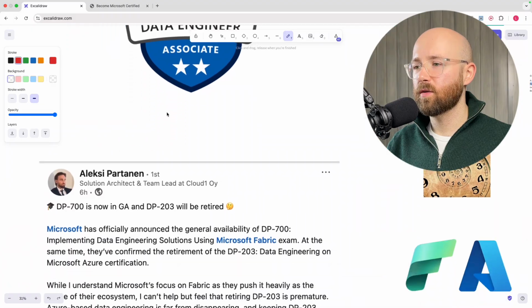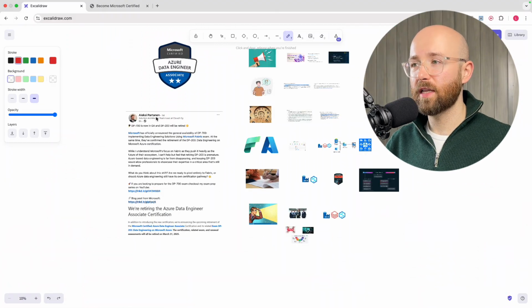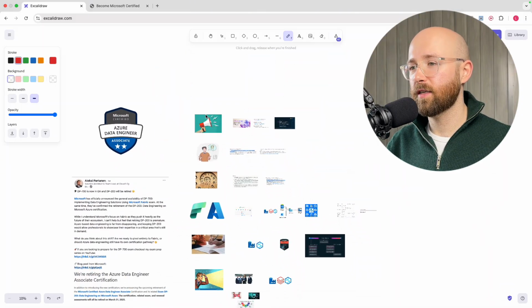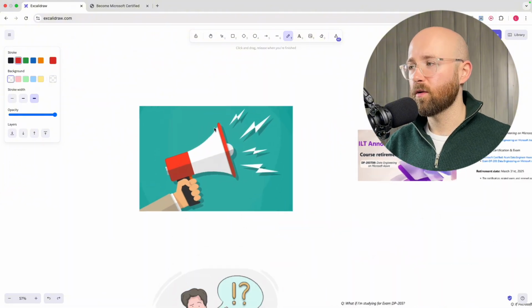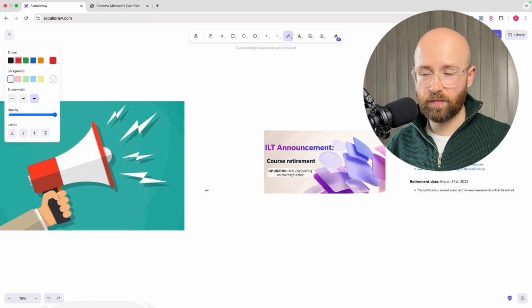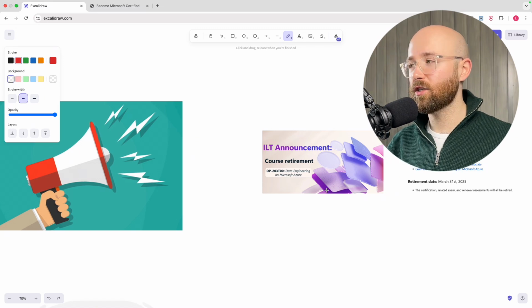So this here, by the way, is the announcement, how I found out about it, which is through a guy called Alexi, who is a Microsoft Fabric YouTuber that I connect with on LinkedIn. Go check him out if you want to learn more about Fabric. So what's the announcement? Well, they're going to be retiring this data engineering certification on Azure, which is a big deal because it's the certification for data engineers on Azure.